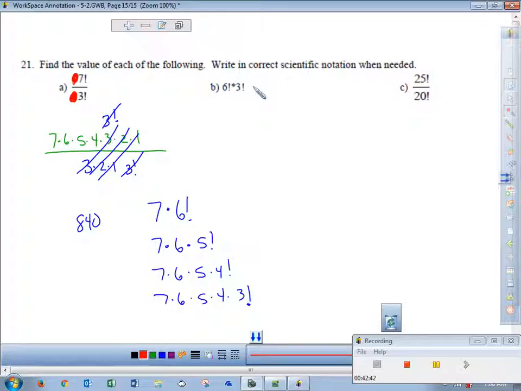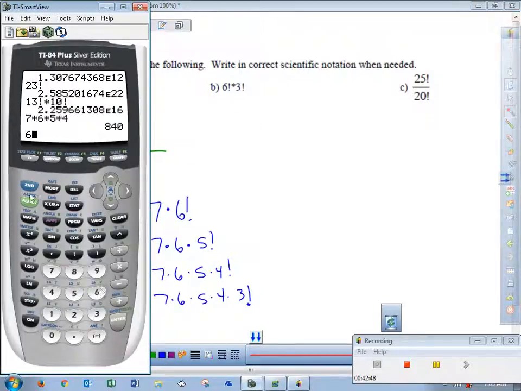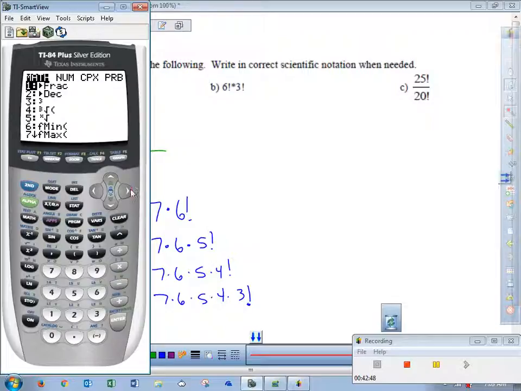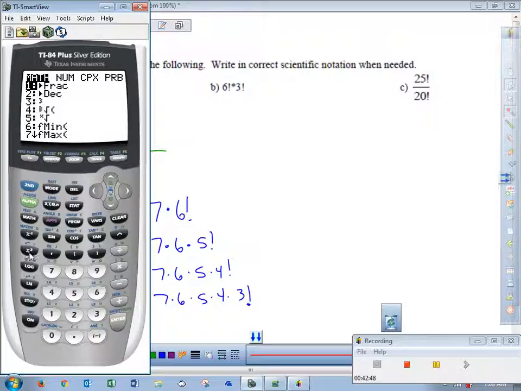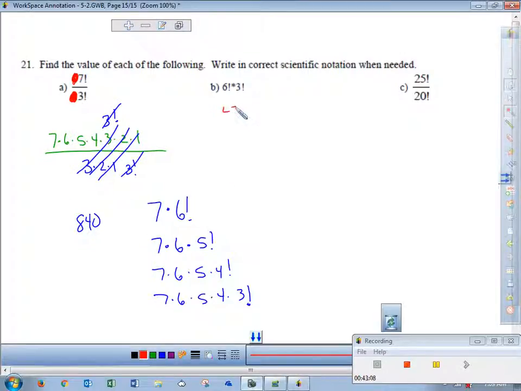So on the next one, there's nothing fancy about it. You just punch it in. It's 6 factorial times 3 factorial. There's nothing you can actually simplify. It's just math. 4 times 3 factorial. And boom, 4,320.